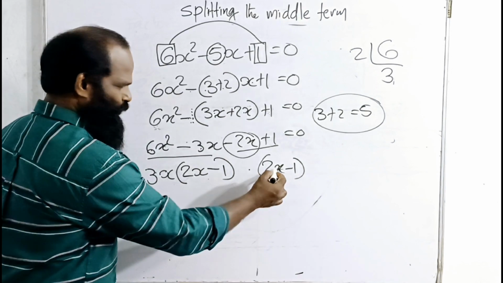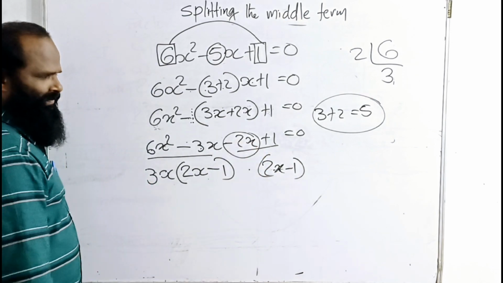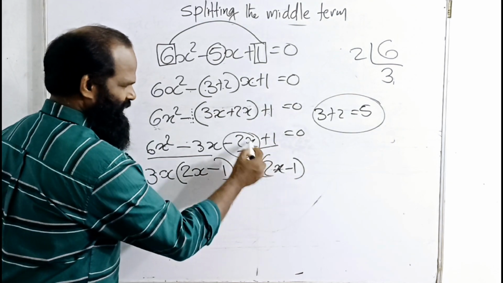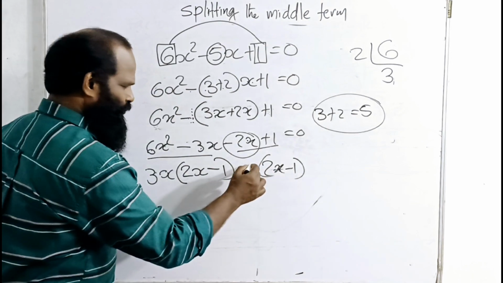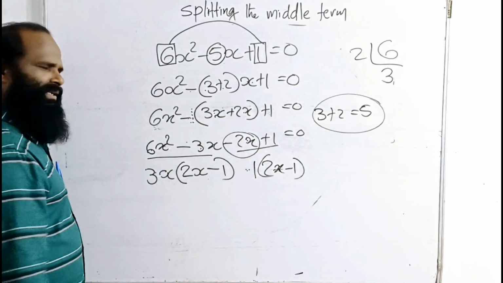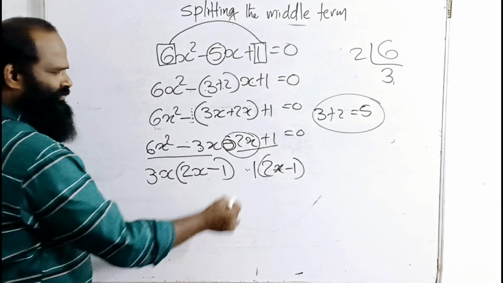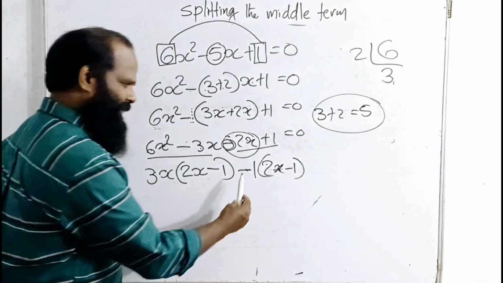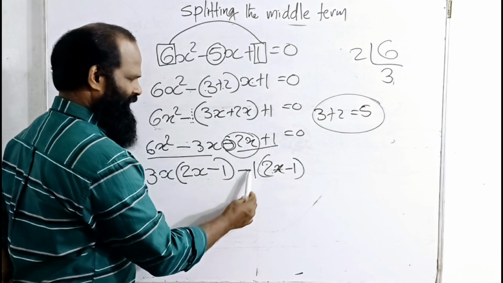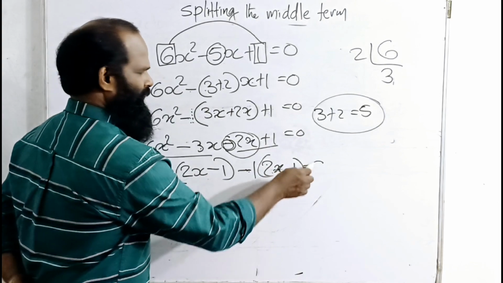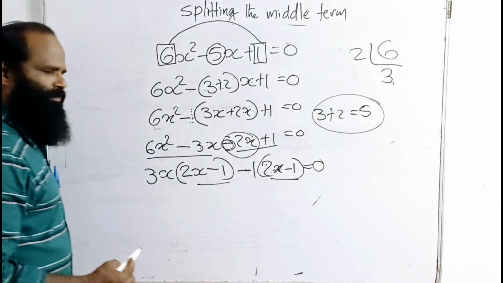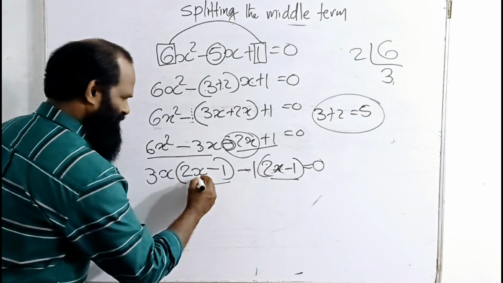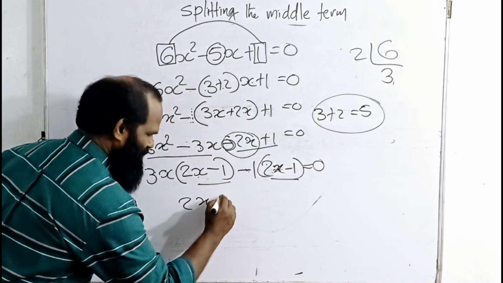Which one multiplied with 2x gives us negative 2x? What number should I write here so that this into this gives it? 2x into 1, 2x. But what about the sign? Negative into positive is negative. Understood? So let's write: negative 1 into 2x is negative 2x. Negative 1 into negative 1, positive 1. Both the binomials are perfect. The factorization is correct, so let's move ahead. 2x minus 1, 2x minus 1. We write it once.